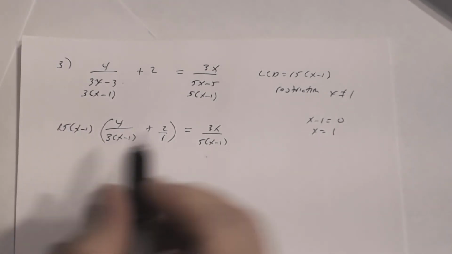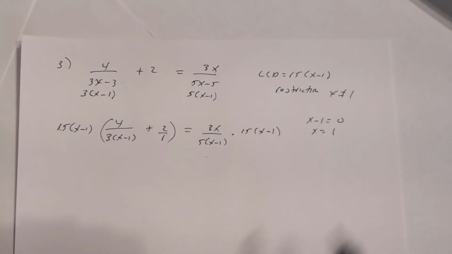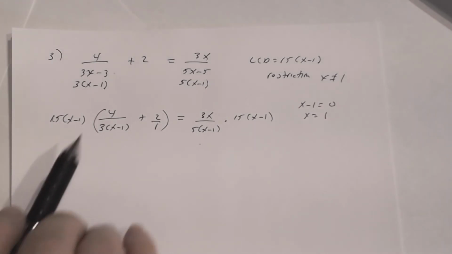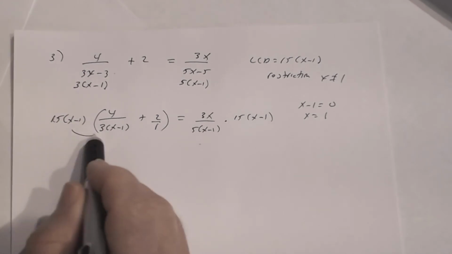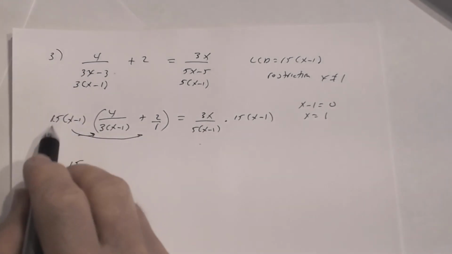So what I do to one side, I do to the other. Like 15 times x minus 1. Okay? And so now the next thing I need to do is distribute here. And so I get the LCD. Think of this as the LCD, which it is.